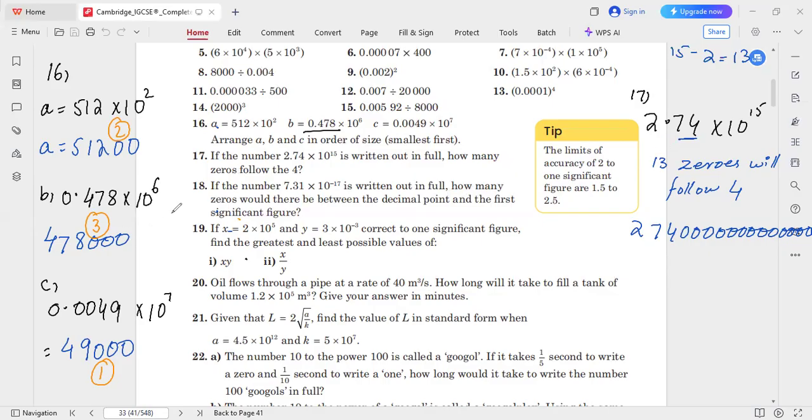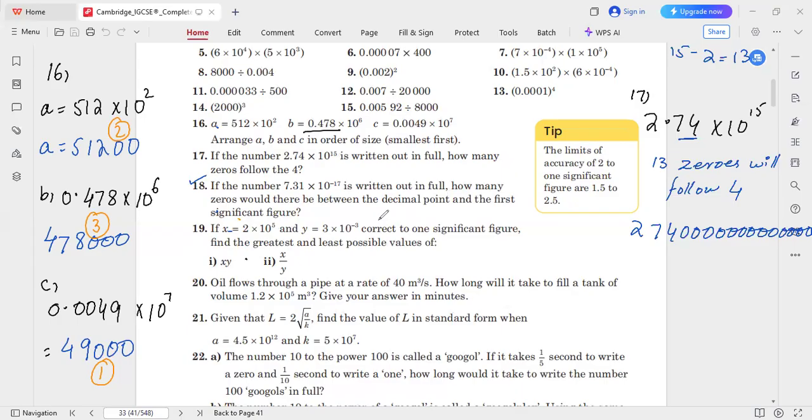Okay, so next is part number 18. They're saying if the number is written out in full form, how many zeros would be there between the decimal point and the first significant figure? As the power of 10 they have given us is negative 17, obviously the number will start from 0.00 something like this, because the number is really small. If we need to deal with very small numbers, we will write them starting with 0 point something.